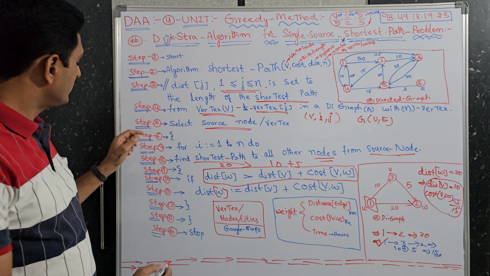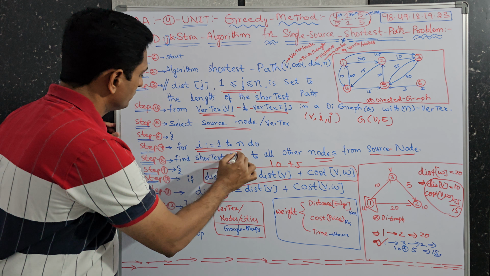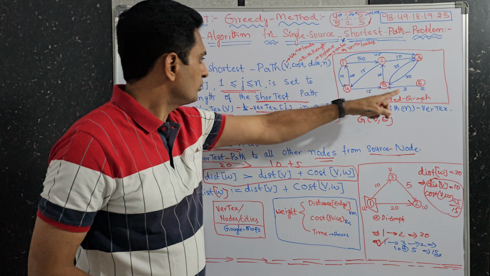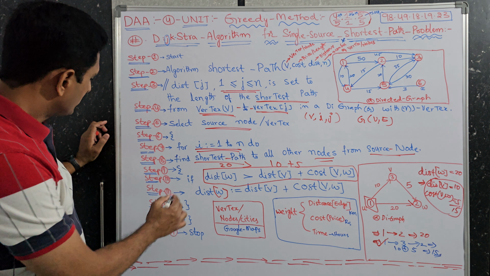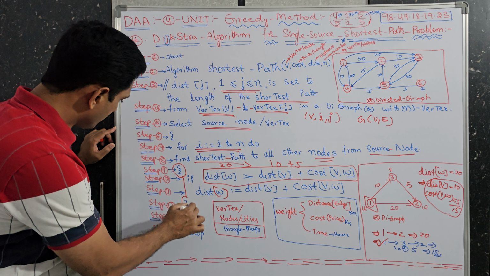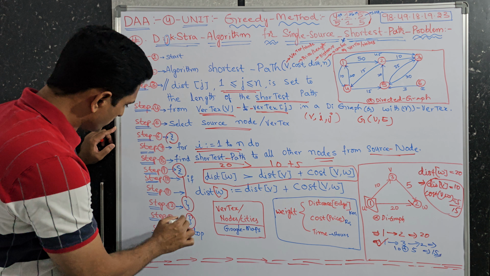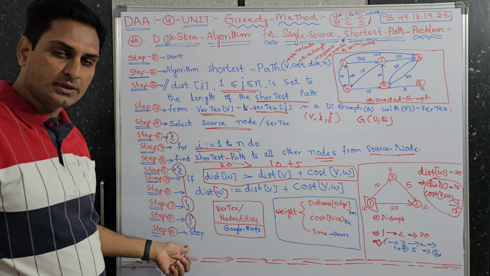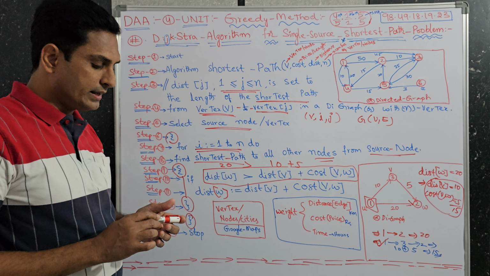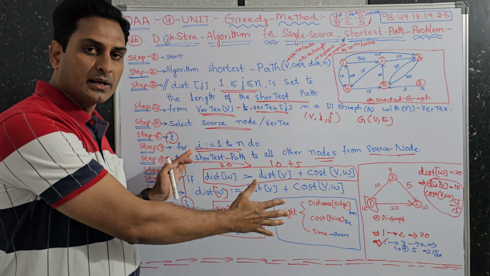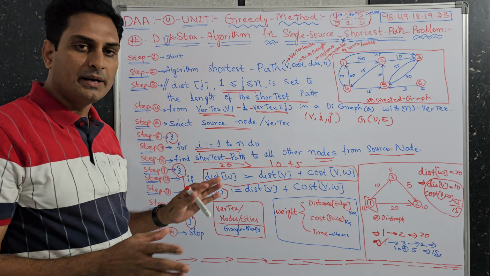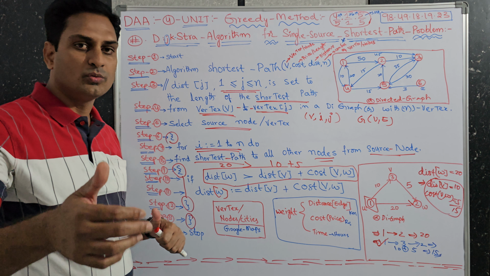Like that we need to find for all nodes from 1 to n, from 1 to 6. Like that we need to find the shortest distance. Close the braces here, and here. And the last step is stop. Right? Write neatly in the exam. Use black pen and blue pen, and write the description of this. With complete 2-3 pages, you will get good marks. All the best.